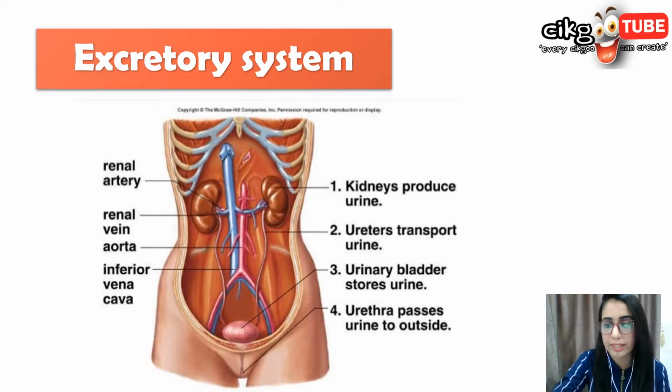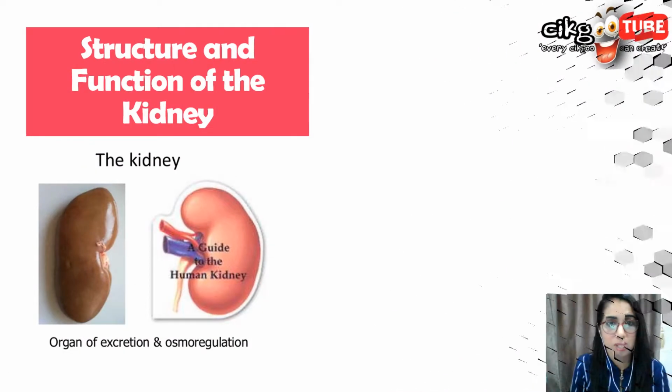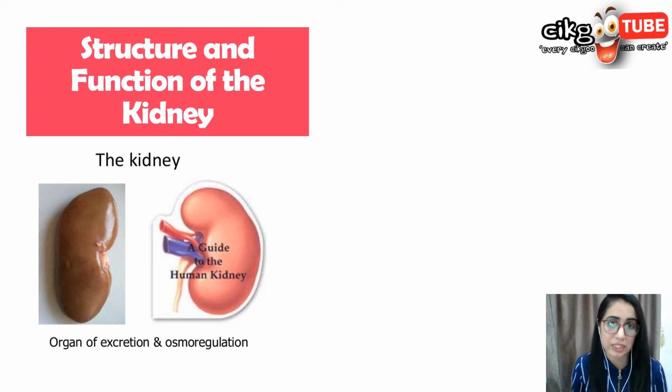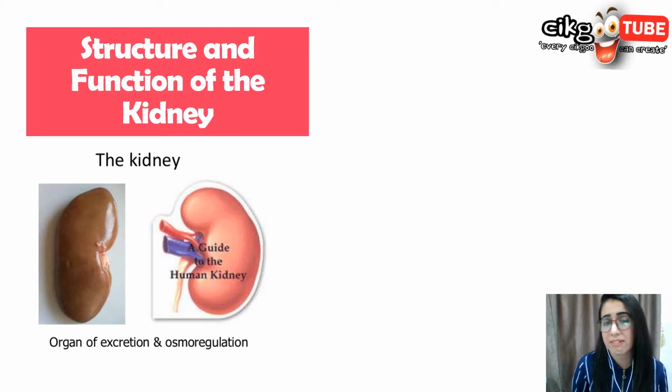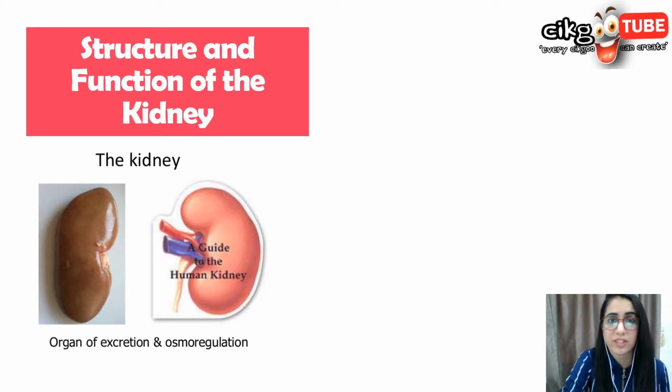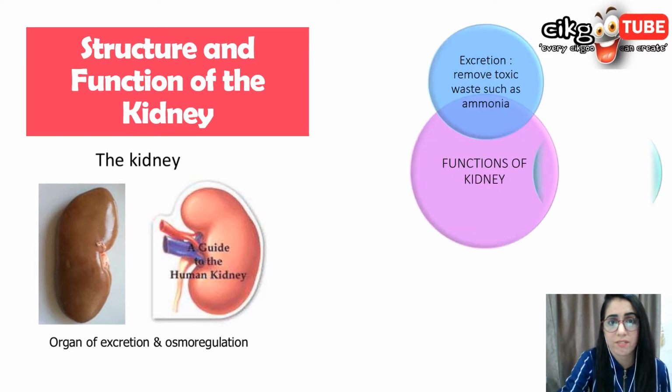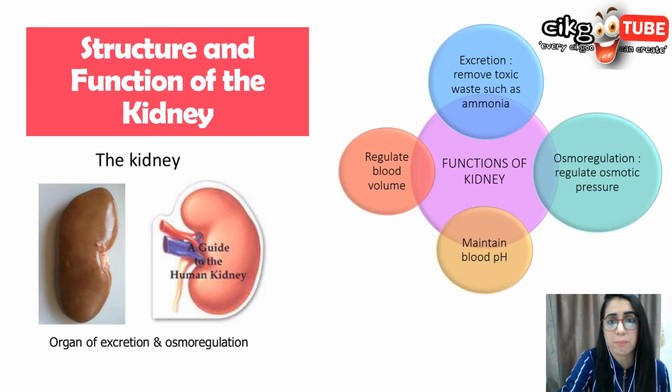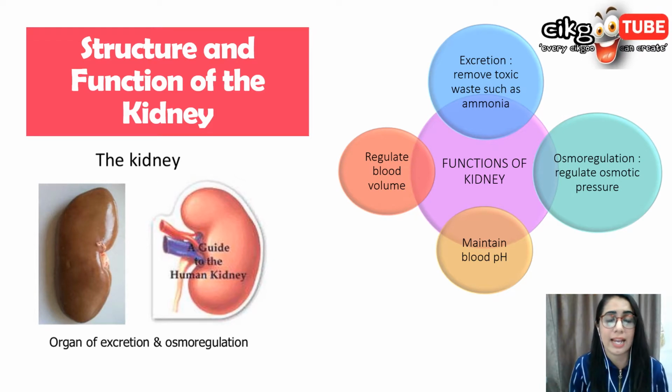So let's look at the structure and function of a kidney. The kidney is bean-shaped, brown in color, and about 10 cm in length. It is located at the dorsal wall of the abdominal area. Now, the function of the kidney is to regulate the osmotic pressure and the ionic levels in the blood by eliminating excess salt and water from the blood.